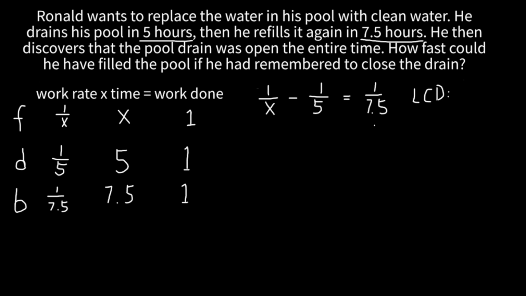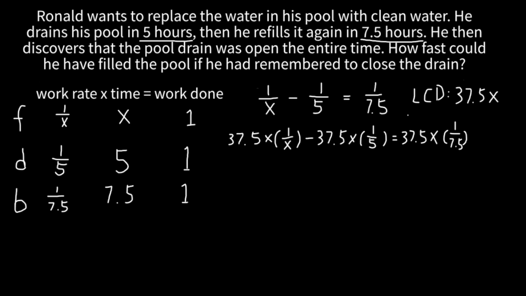The LCD is going to be all of the denominators multiplied together, which is going to give us 37.5x. So now let's multiply the LCD into all of the fractions. Alright, so now that we have a 37.5x hanging next to every single one of the fractions, let's multiply them. Here the two x's cancel out and we're just left with 37.5. And here 5 goes into 37.5 7.5 times, and we're going to carry on the x. And here 7.5 goes into 37.5 5 times, so it's going to be equal to 5x.